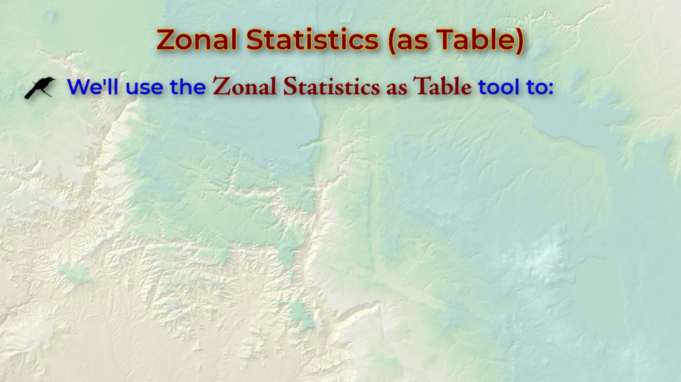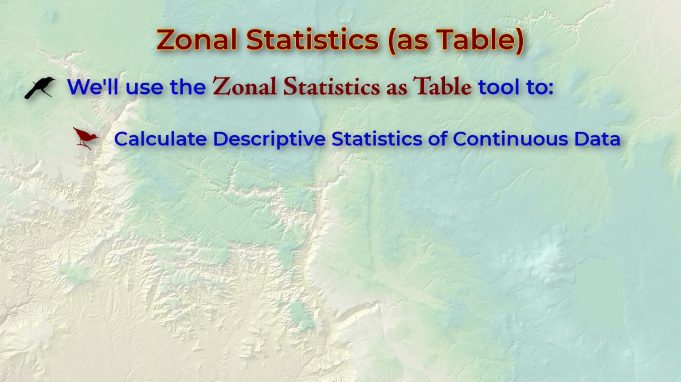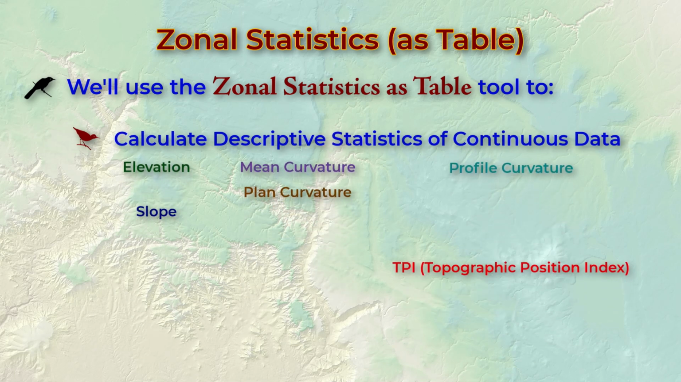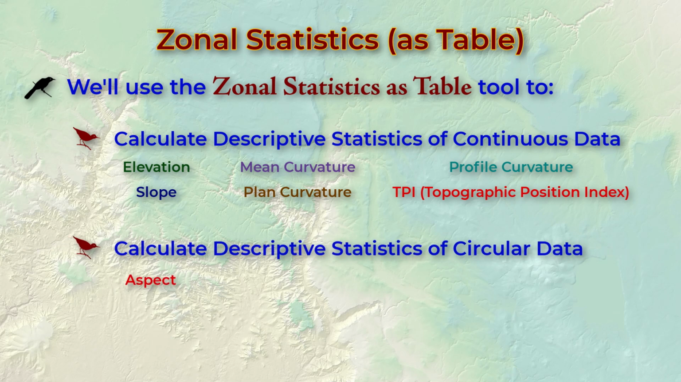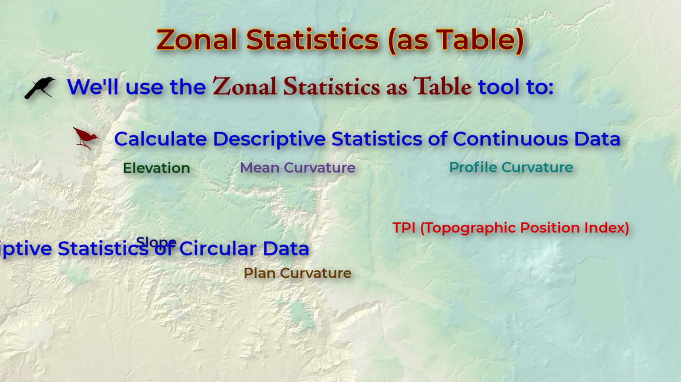Now we're also going to do it two ways. First with continuous data such as elevations, curvatures, slopes, and TPIs, and again with circular data from our aspect raster. It's pretty cool this tool will handle circular data. It's got the circular statistical functions written into it, so we're going to take advantage of that.